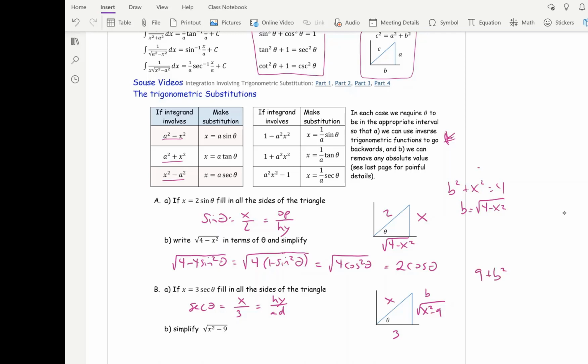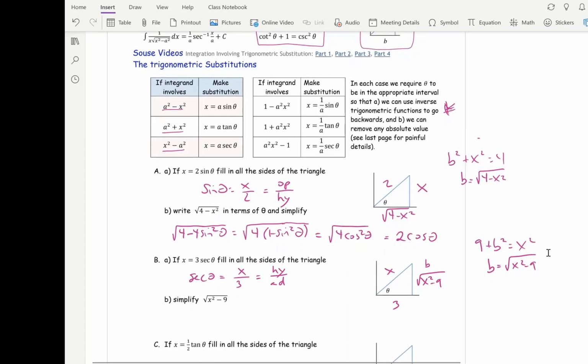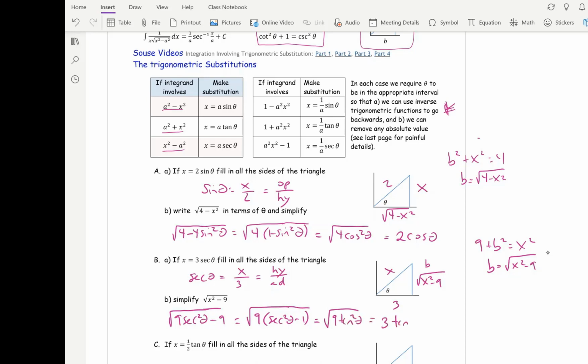9 plus b squared is x squared, and then solve for b. Take positive the square root. b is the square root of x squared minus 9. All right, simplify the square root of x squared minus 9. So again, replace x with what it is, 3 secant theta. So I square that, I get 9 secant squared theta minus 9. Factor the 9 out. Secant squared minus 1 is tangent squared. So this is the square root of 9 tangent squared theta, which is 3 tangent theta.